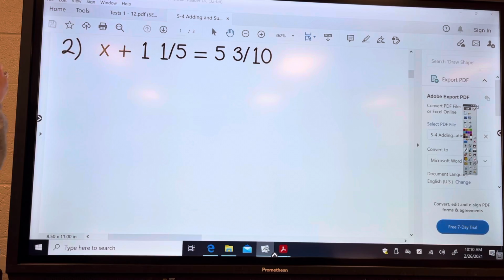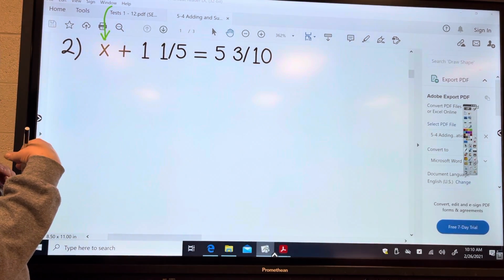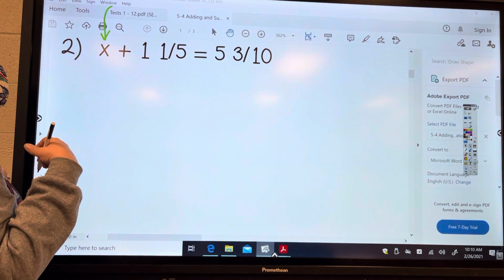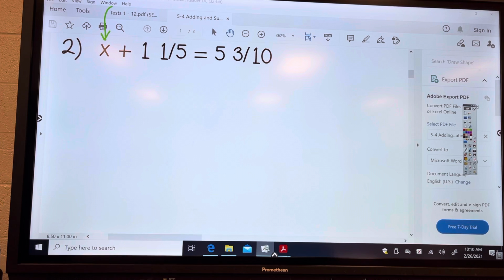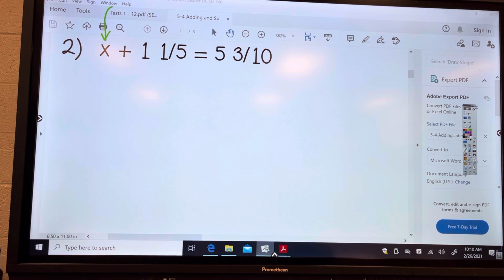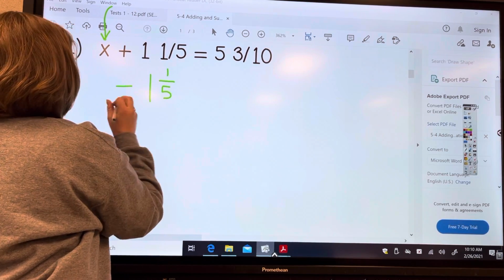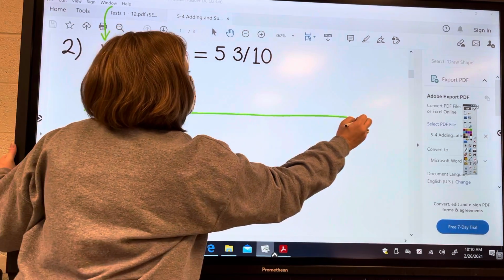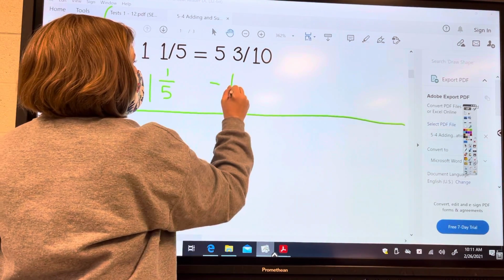I want to get x by itself. So what do I need to get rid of to get x by itself? Are y'all asleep? What's with the x, y'all? 1 1/5. Because it's plus, what am I going to have to do to get rid of it? Subtract. If I do it to the left, I have to do it to the right.